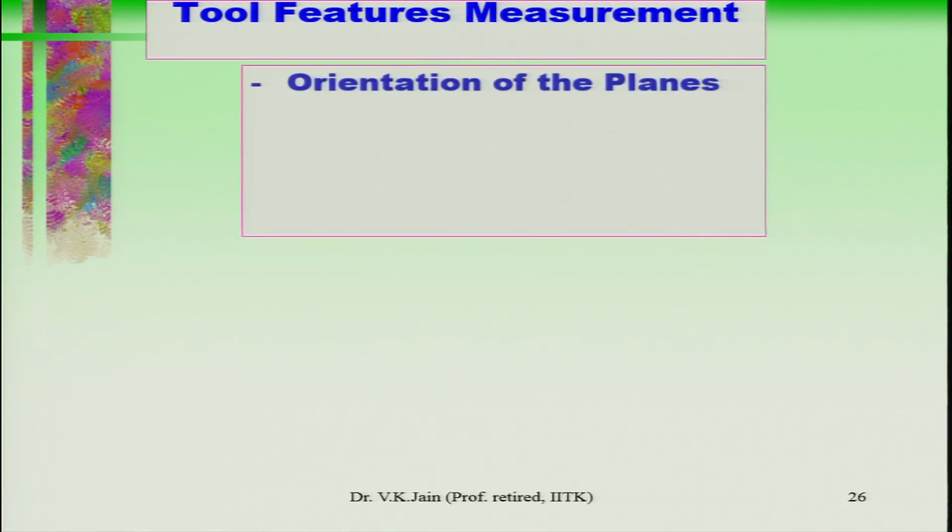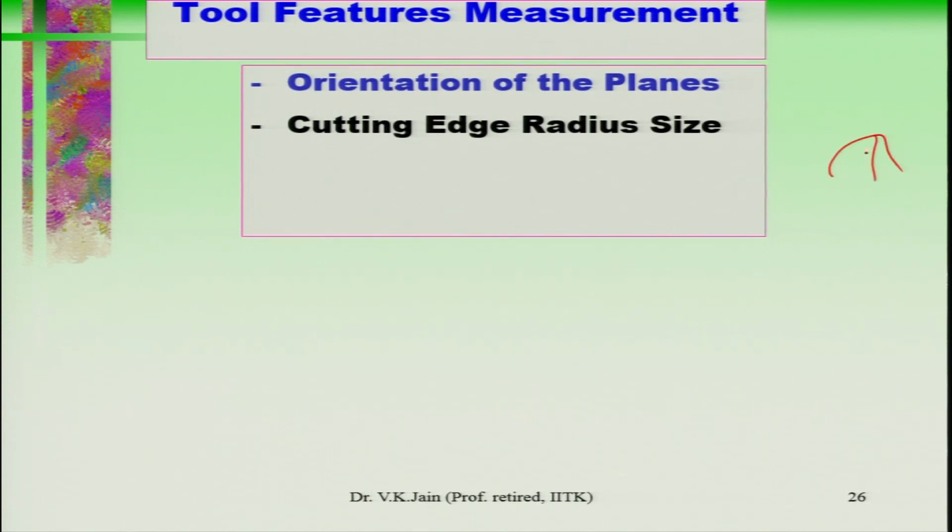Tool features measurement: orientation of the plane, as I have just told you, as 111, 100 and so on, and then cutting edge radius, which I have shown to you, just like the cutting edge radius like this. This is very important, and it controls the surface roughness value that you are going to achieve, because this radius really generates the surface texture on the workpiece which is being machined or finished by this particular tool.